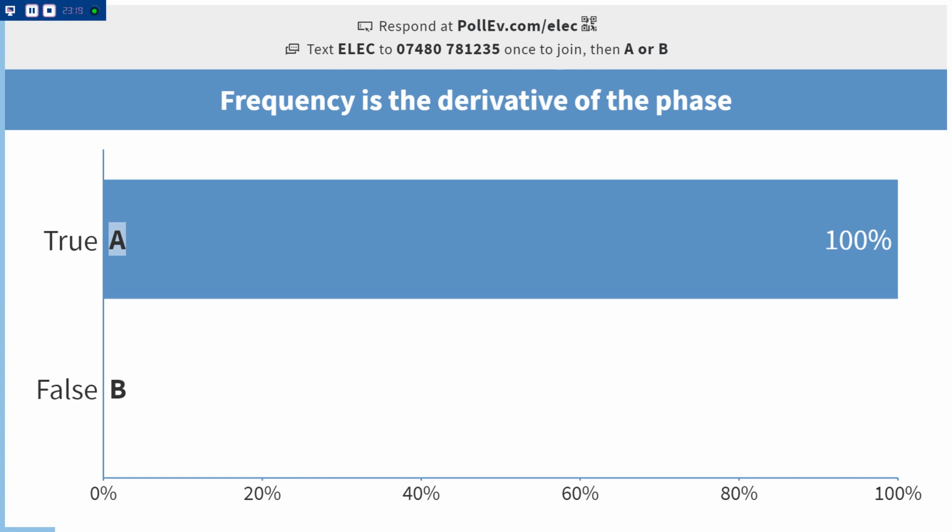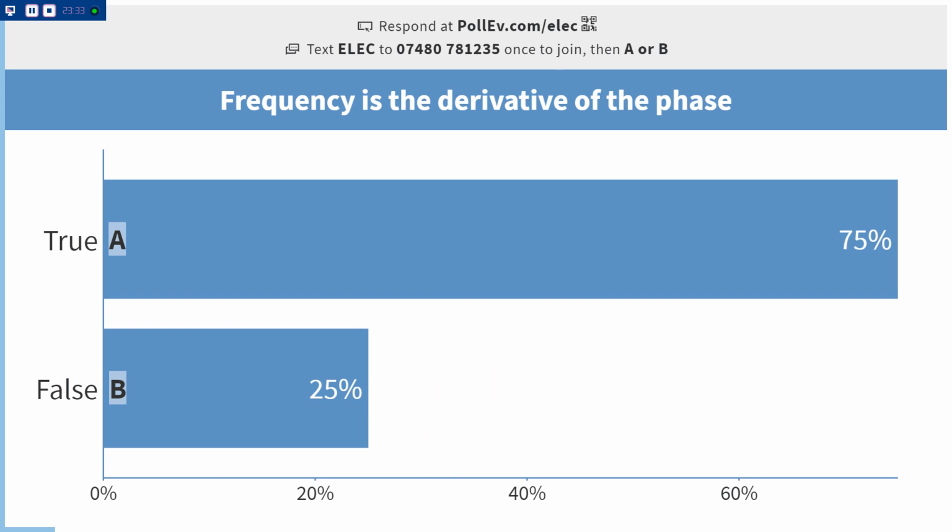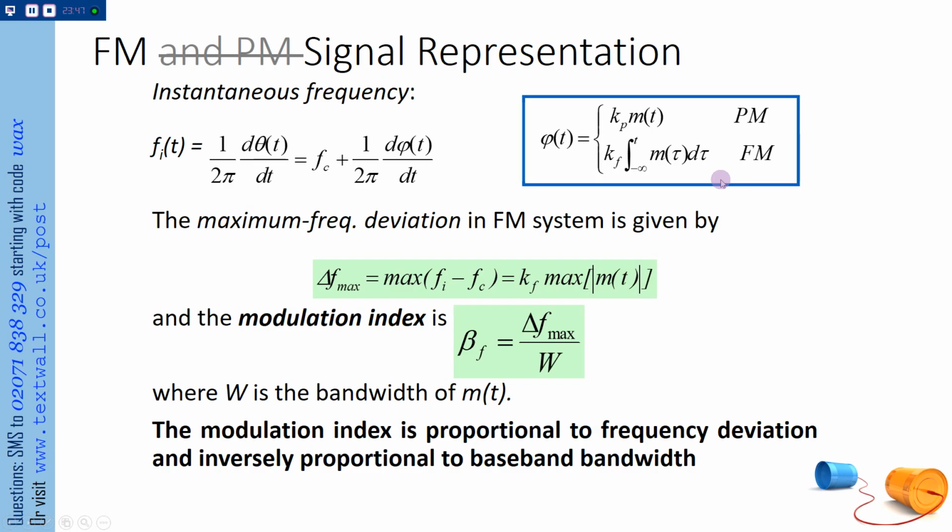Which way round is it? Is frequency the derivative of the phase, or is phase the derivative of the frequency? Have a think about that. If you get this question right, that's 50% of today's lecture. It happens to be true, and we'll look at why in a second.